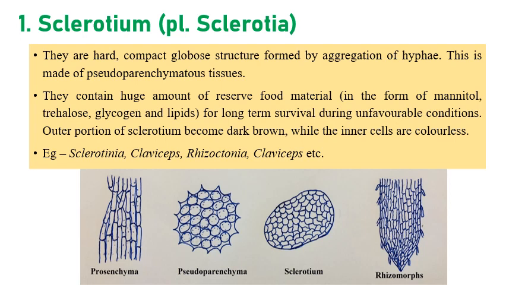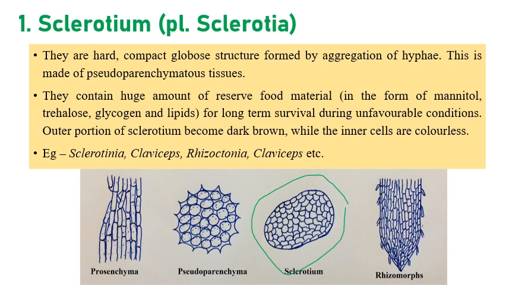Next one is sclerotium. The plural is sclerotia. So sclerotium is generally a very hard, compact, resting structure that happens due to aggregation of hyphae. During unfavorable conditions, a few pathogens, which I will tell you at the end, can aggregate all the hyphae, compacting them into a globose, very hard, compact mass of structure formed by the aggregation of hyphae.